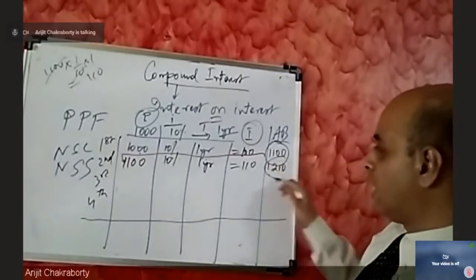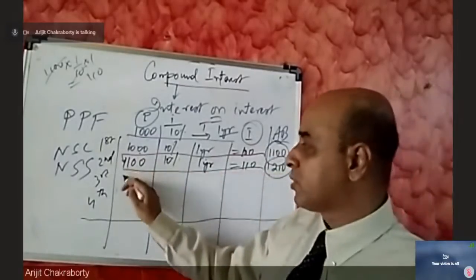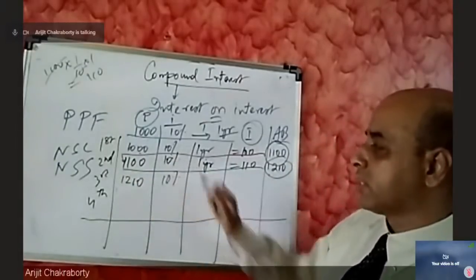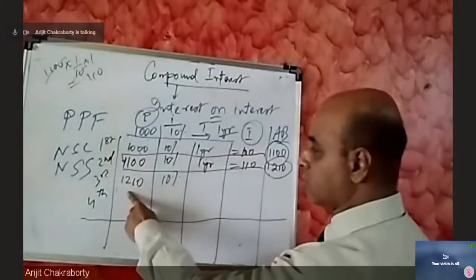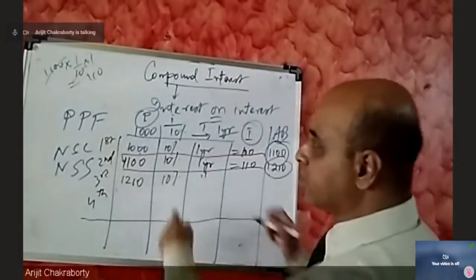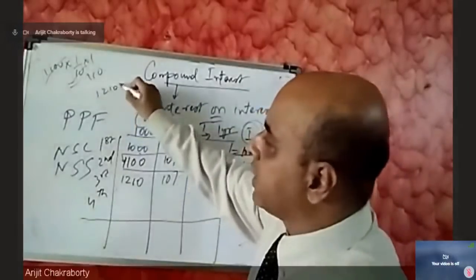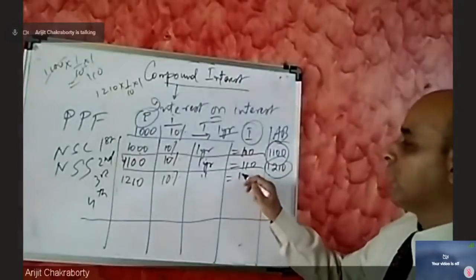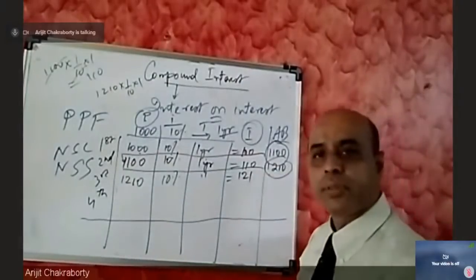This 1210 becomes my principal for third year. I earn 10% again on this amount for 1 year. So the calculation is 1210 into 10% into 1 year. So I earn 121 rupees.